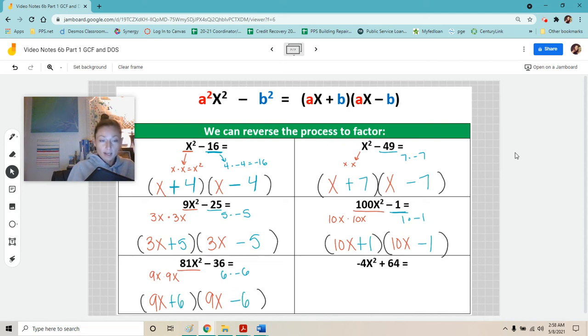All right, one more. And this is kind of like the last one we saw on the previous page where the negative was in the different spot. So it's going to be just like that. So to make a negative 4x squared, 2 times 2 makes 4. So what we'll do is a negative 2x and a positive 2x. Like this. I could have put the negative on either one. Didn't matter. And then 64, that's positive. So that's just going to be positive 8 times positive 8. Square root of 64 is 8.